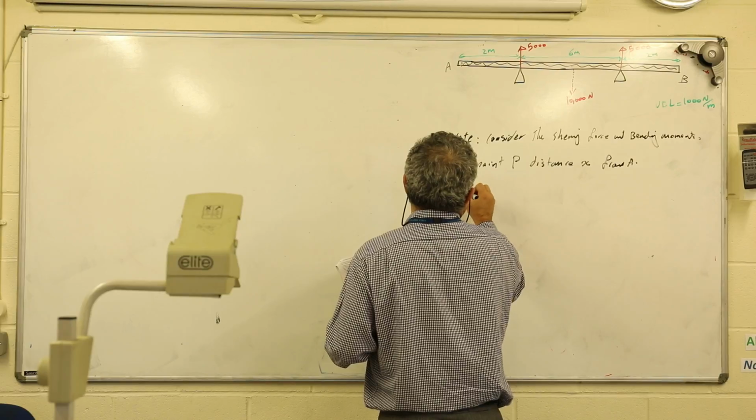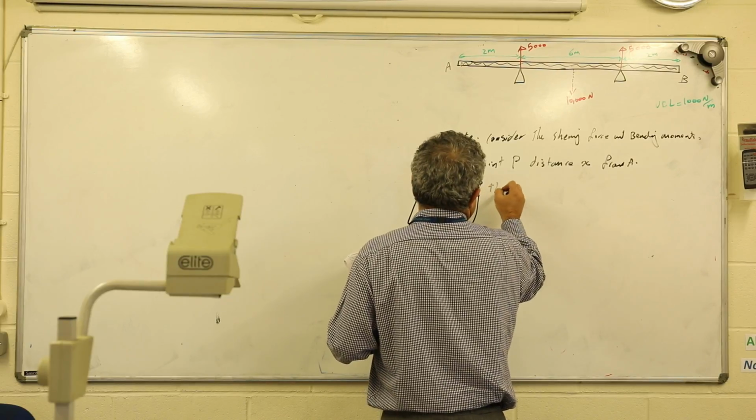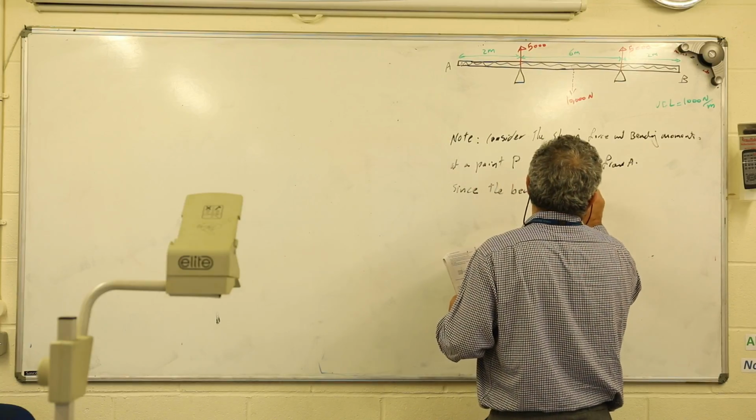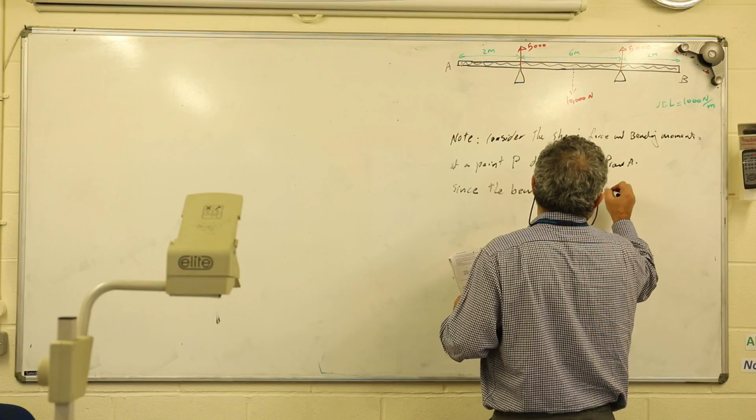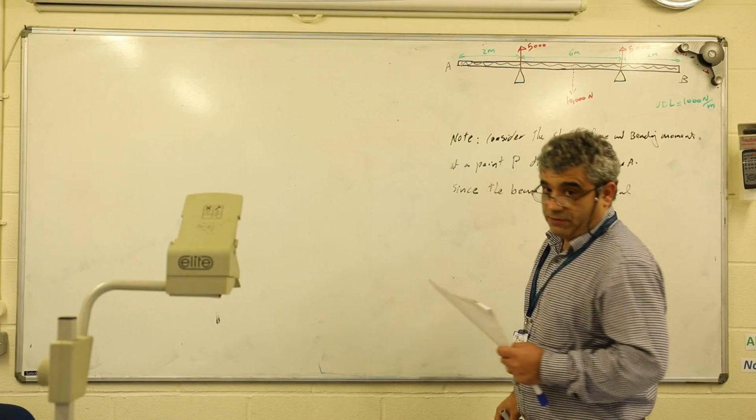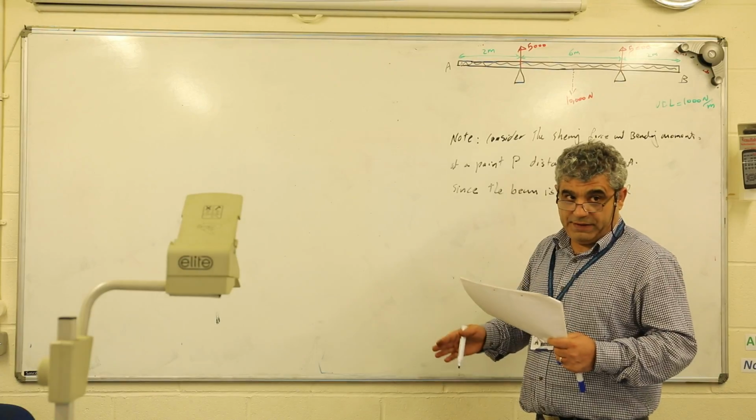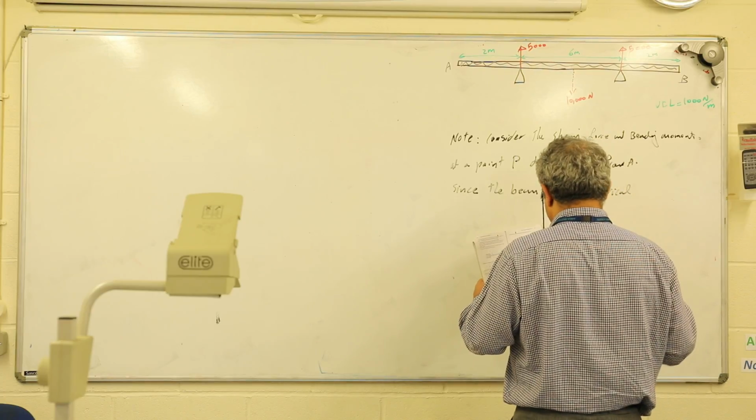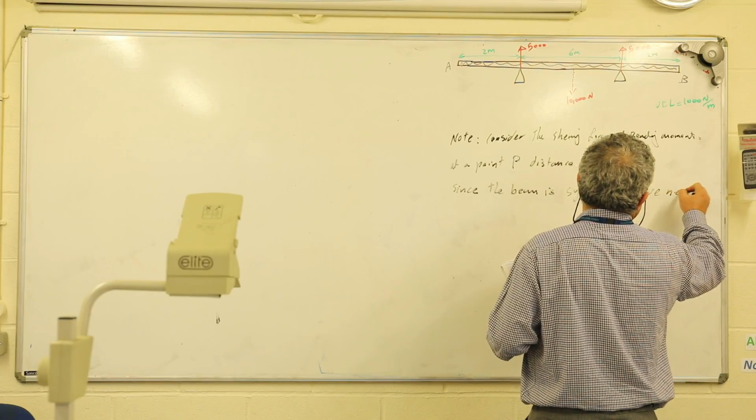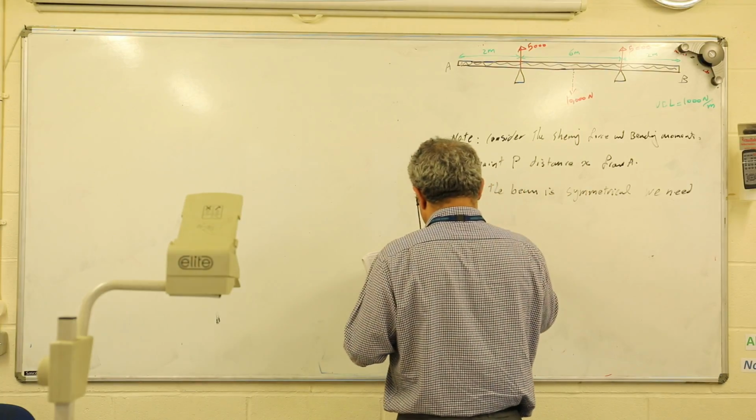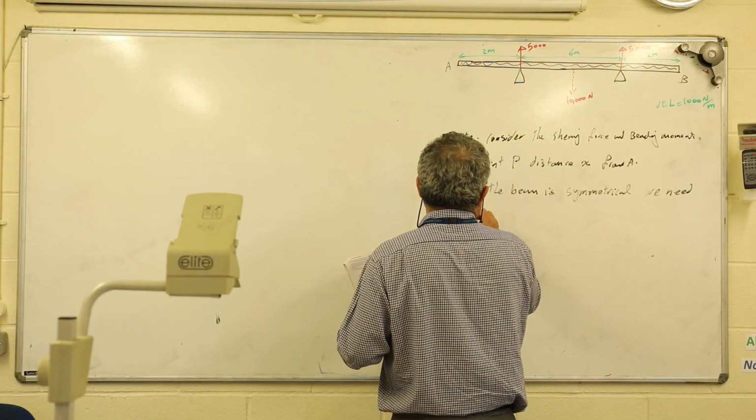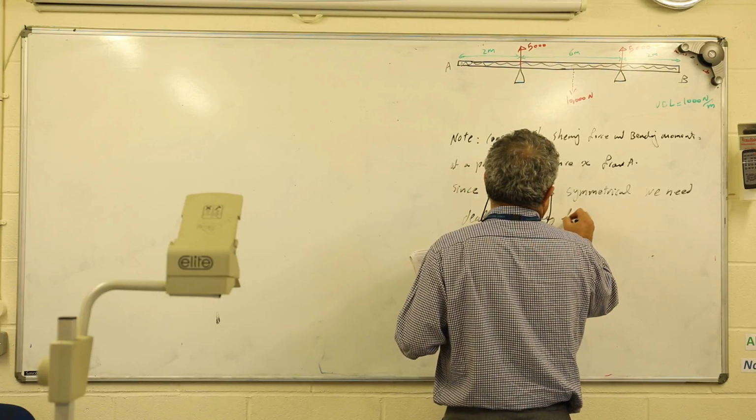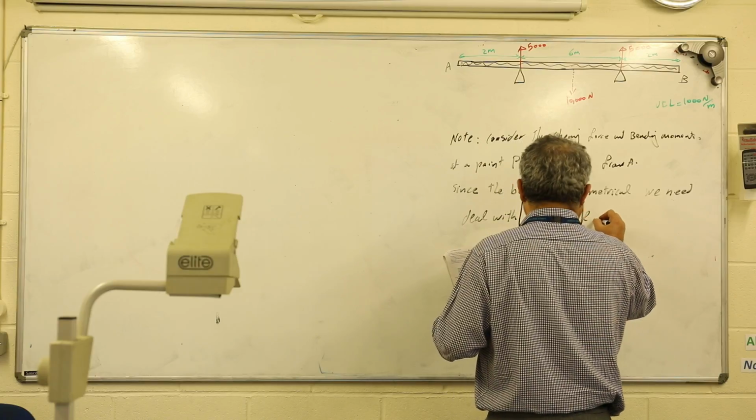Since the beam is symmetrical, is this beam symmetrical? It means if I cut it through the middle, one side is a reflection of the other side, a mirror image. Symmetrical, we need to deal with only half of it.